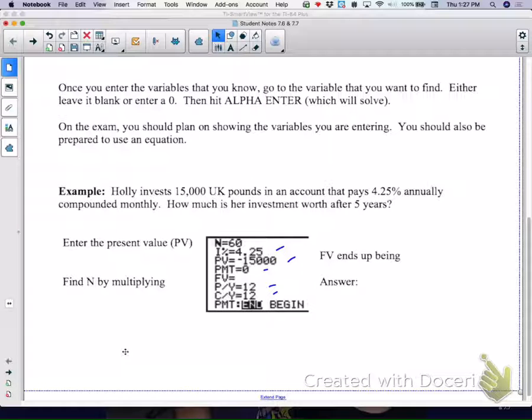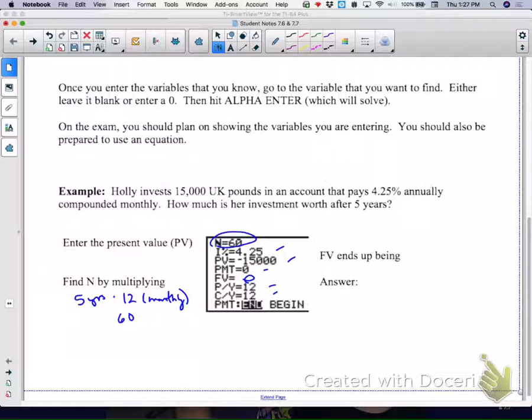Actually, let me leave that blank. If it doesn't let you leave it blank, like I said, just put a 0 in there, and you can do it. I'll show you in a second. Okay, so then the 60. We get that by taking our 5 years times 12, and the 12 was because it was monthly. So that ends up being 60. And then just a reminder here that our present value is negative because that's our starting value.